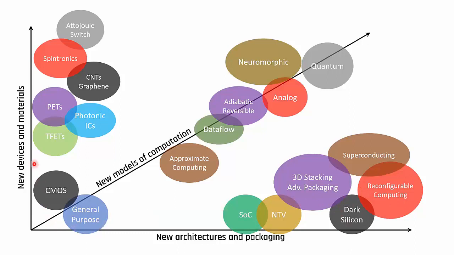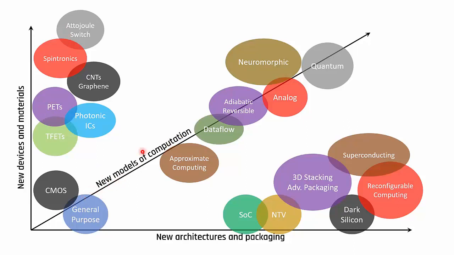The y-axis is the new devices and materials. After having CMOS for all these years, from I guess the 70s until 2011, when the Tri-Gate came out, and I guess you could still call what we have now CMOS, we start having other things like TFETs, piezoelectronic FETs, photonic ICs, carbon nanotubes, graphene, and spintronics, until we get to some sort of a switch that uses an attojoule for each switching operation.